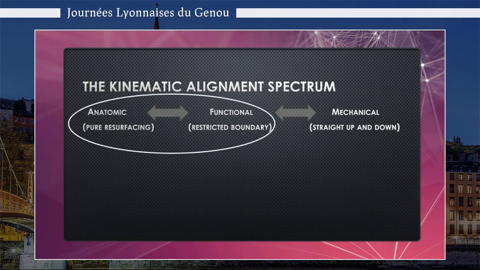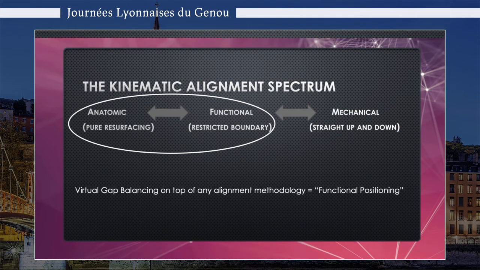And most of the time, if you do a functionally aligned kinematic knee, you can actually do a pure resurfacing because most of the HKAs that we're dealing with are within a reasonable boundary, 3 degrees of residual limb varus. You'll probably get about 85% that are within 6 degrees of residual limb varus. And if you want to use virtual gap balancing on top of those alignment methodologies, you can say I do an anatomic resurfacing or anatomic kinematic alignment with virtual gap balancing, or use the term functional positioning.